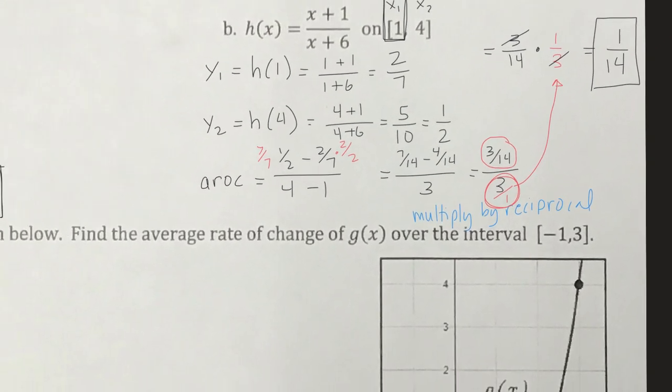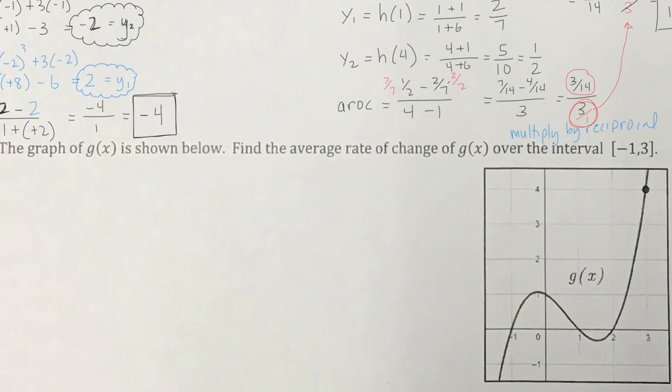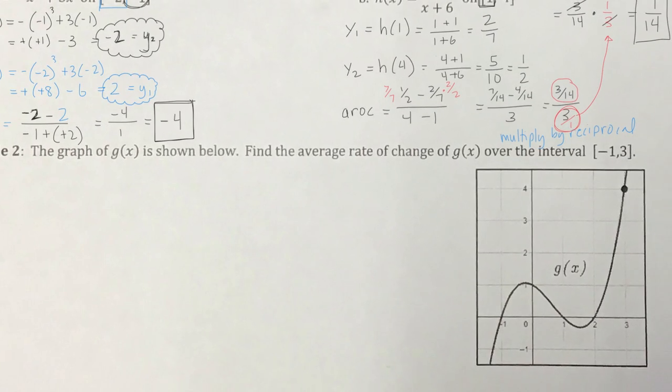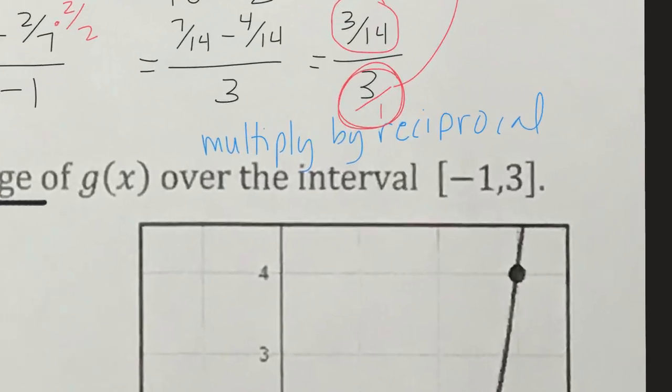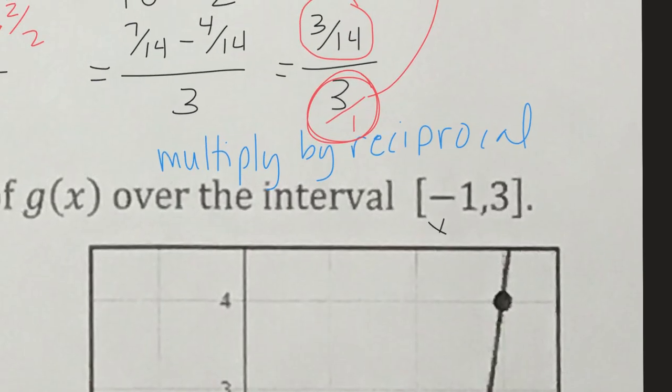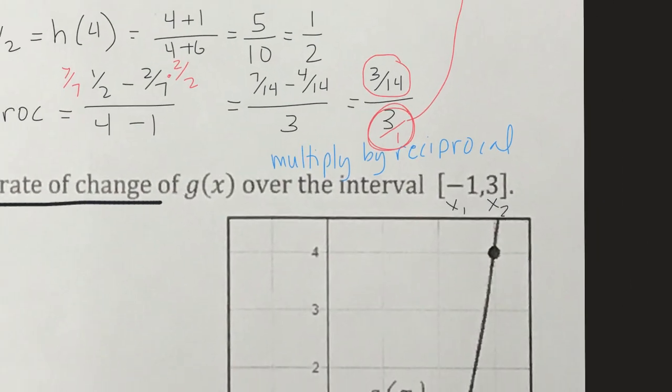Okay, so the next problem we're given a graph. So we have the graph of g is shown. Find the average rate of change over the interval from -1 to 3. So once again, there's your x1 is -1. Here's your x2, +3. Okay?